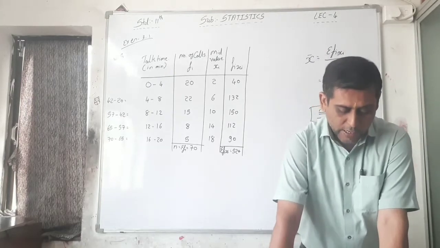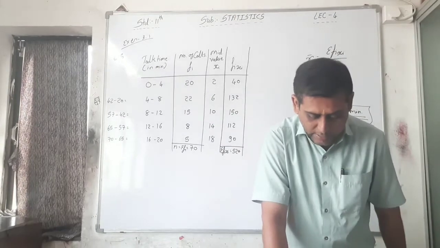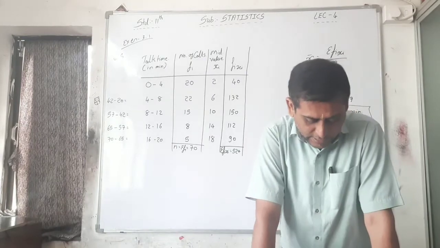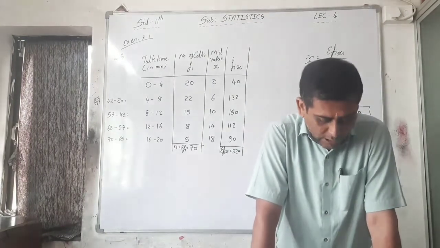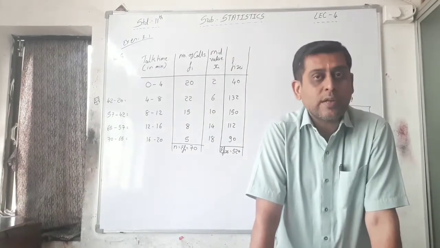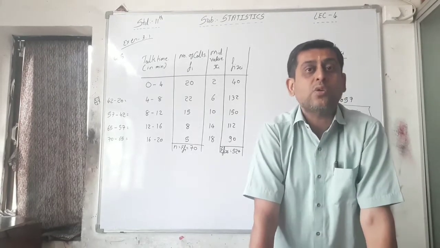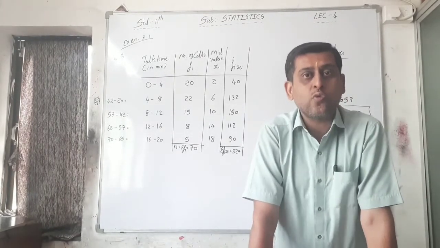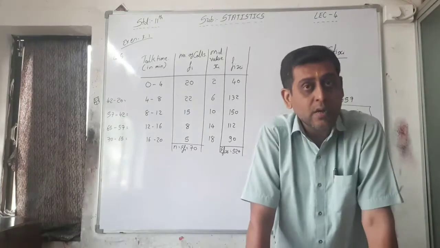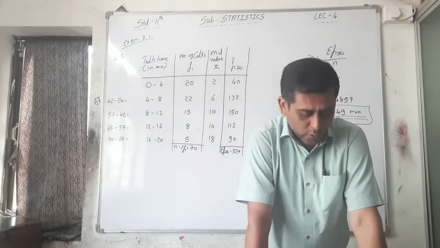The distribution of annual sales tax of the different companies in a zone is given below. Find the mean sales tax of these companies. See here, the data is given in classes, so from seeing the question you can say it is a question of continuous grouped data, and you have to find the mean by two methods, that is the direct method or the shortcut method. First of all, we are seeing the data.